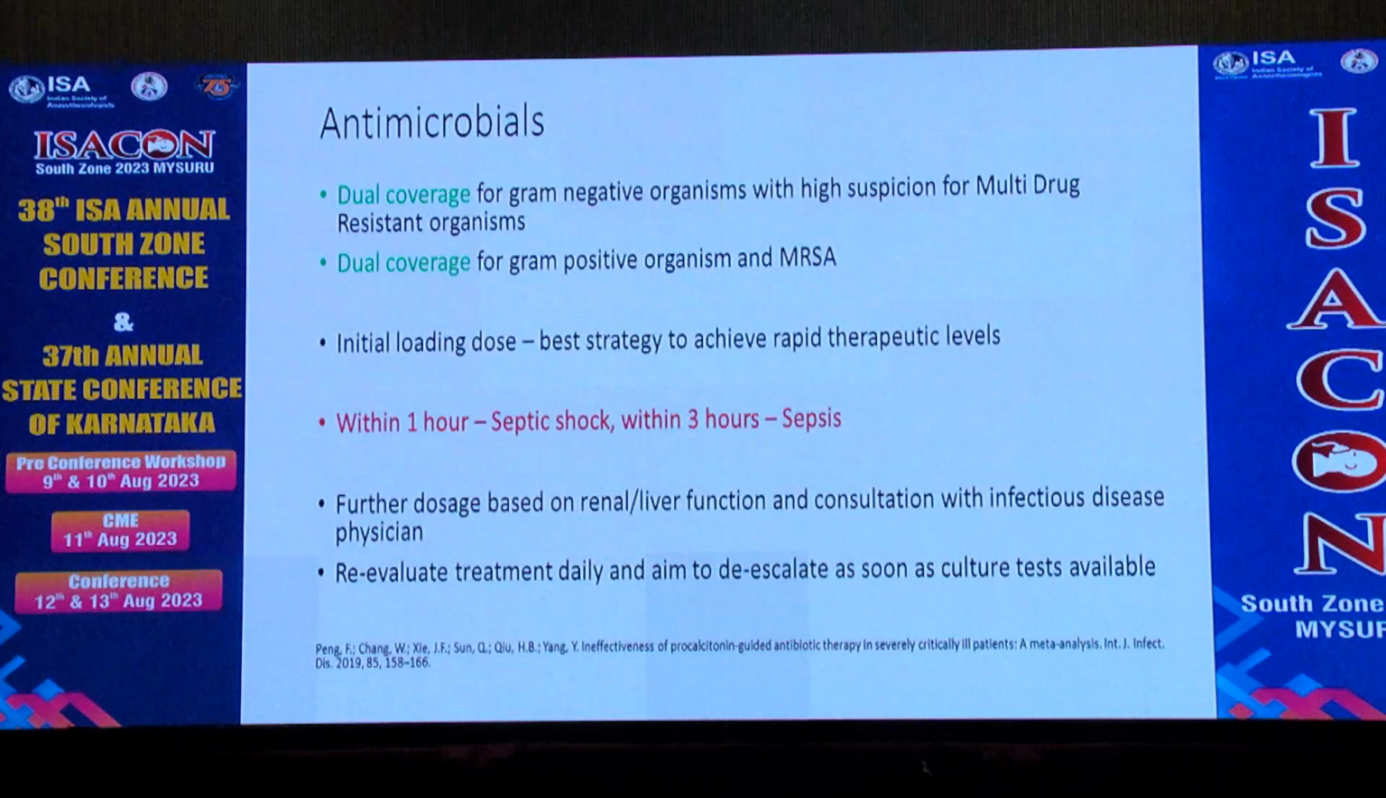Once you identify the patient is having sepsis or septic shock, what is the first line of management? First thing is take a blood culture. Suppose the patient is already labeled as septic shock, give the antibiotic within the first hour. Suppose I have identified it is only sepsis, try to give the best possible empirical antibiotics within 3 hours of the identification. Whenever you are choosing empirical antimicrobials, choose drugs which have a broad spectrum, which can cover both gram positive and gram negative, keeping in mind that the patient might have a multi-drug resistant organism including MRSA.